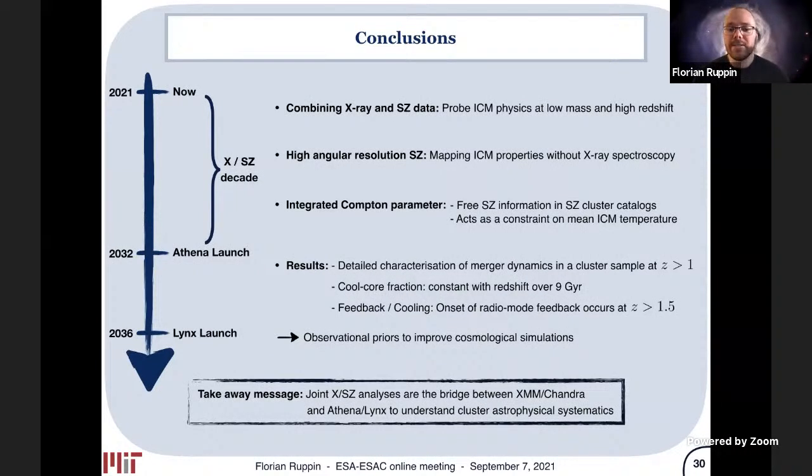We are providing a detailed characterization of merger dynamics in a cluster sample at redshift higher than 1, and we have shown with SPT that the cool-core fraction is constant with redshift over 9 gigayears, and that the equilibrium between radio mode feedback and cooling has been going on since redshift 1.5. So those are observational priors that can be used to improve cosmological simulations. And the takeaway message here is that joint X-ray SZ analyses are the bridge between XMM and Chandra and the next generation X-ray observatories such as Athena and Lynx to understand cluster astrophysical systematics in our cluster cosmology analysis.